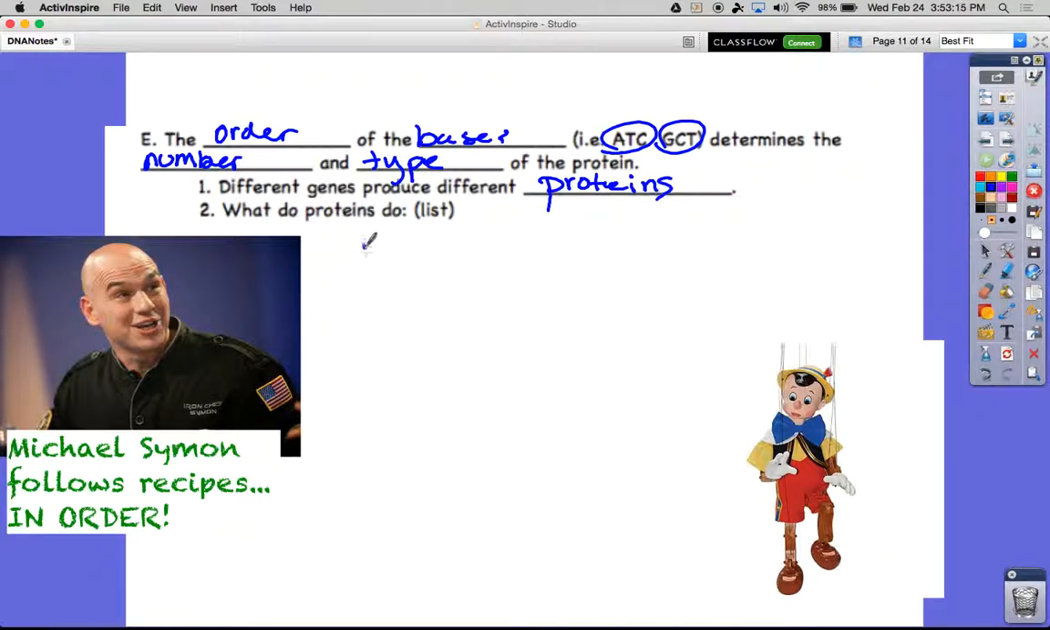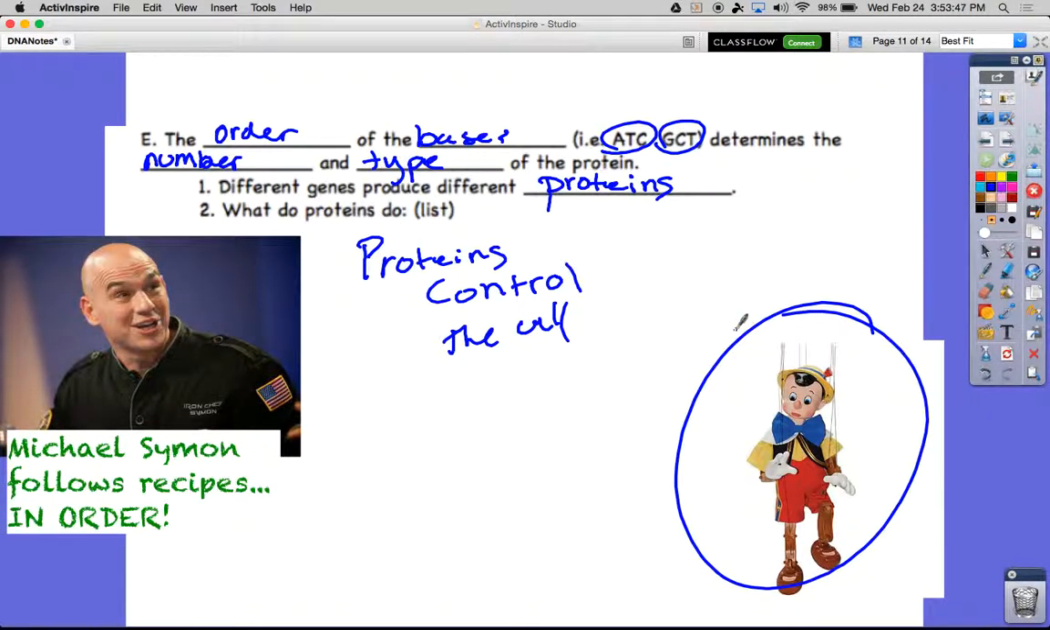And what do proteins do? Proteins control the cell. Okay, the reason I have these two pictures is I have Michael Simon, who's a very famous chef, and he follows recipes. He follows those recipes in order because that order gives him a certain result. Just like we always follow the DNA in a certain order because it gives us certain proteins. So it's just like following a recipe. And I chose to use Pinocchio over here to recognize that proteins control the cell. Whoever is up there controlling Pinocchio with the marionette, that is the protein, and Pinocchio would be the cell.